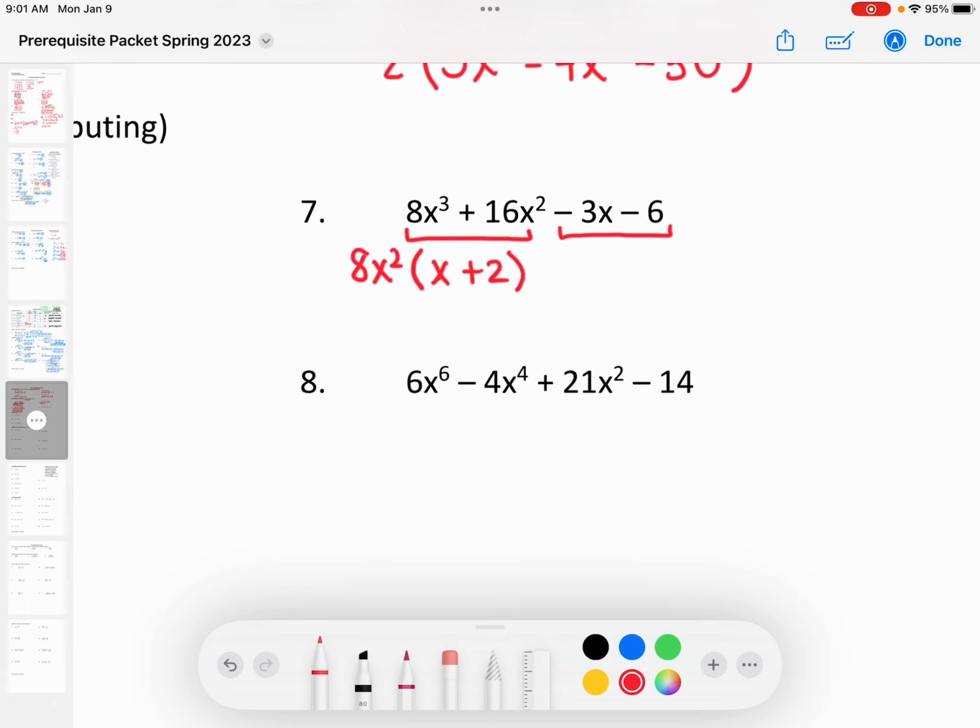Now on the second one, I could factor out a 3 or I could factor out a negative 3. I always let the first number take the lead. If that's a negative, I do factor out the negative 3, leaving me with an x and a positive 2. And that works nicely because I have those x plus 2's in common now that I can factor out, leaving me with 8x squared, and a minus 3 as my other factor.